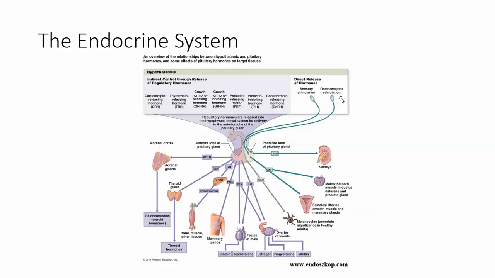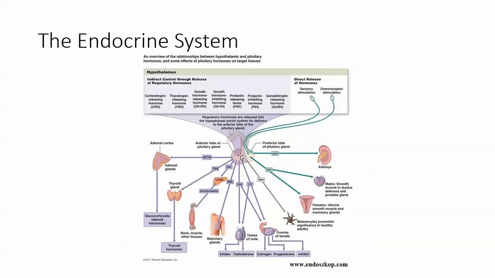Now the big one in this one, the osmoreceptor, is ADH, antidiuretic hormone. It's made by the hypothalamus in the brain and stored in the posterior pituitary. ADH constantly regulates and balances the amount of water in your blood. Regulatory hormones are released into the hypophyseal portal system for delivery into the anterior lobe of the pituitary.